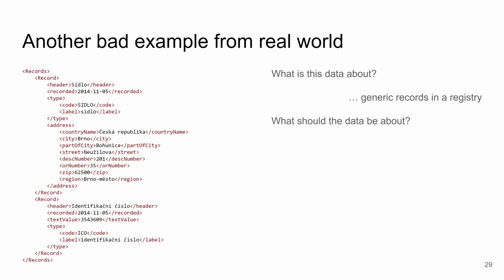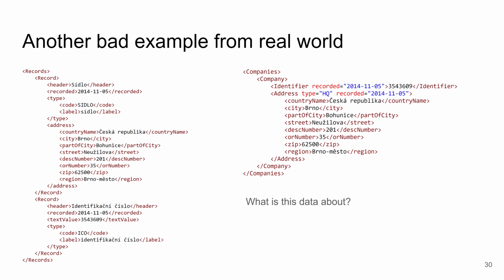So taking a second look at the data, what do you think the data should be about? Well, if we take a closer look, we see that those records are actually about companies which have headquarters and identifiers and so on. So if we were to represent this data as a proper XML, it would probably look something like this. So we would see that the data is about companies, and each company has an identifier, an address, and so on. So this is another example of how XML data should and should not be structured.